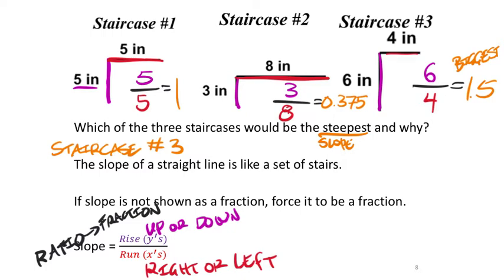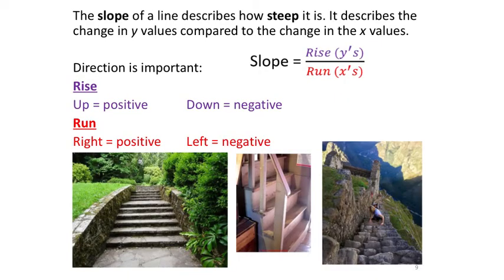Now, why are we looking at this as staircases? Because I'm going to be using stair steps to demonstrate the slope, okay? And the sooner you get used to it, the better off you're going to be in order to understand what slope is, okay? So yeah, the slope of a straight line is like a set of stairs, which is why we're going to see it quite often. But we need to understand rise over run, okay? Y's over x's, up and down over right or left. But direction is important. And that's what this is saying right here.